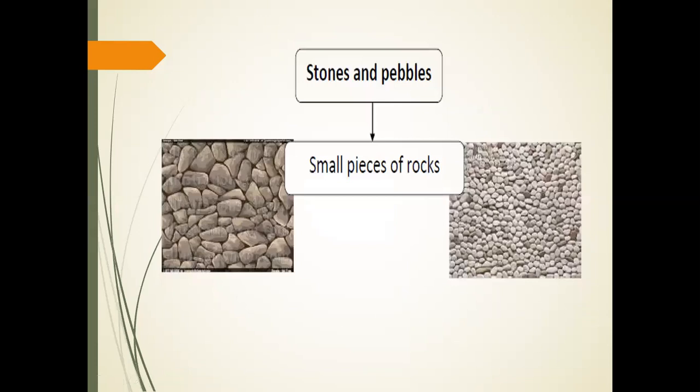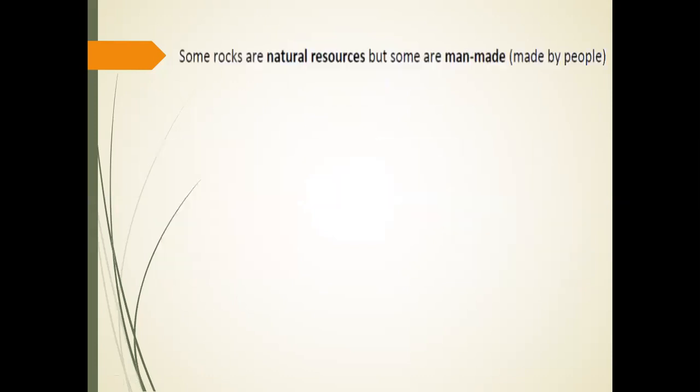Of course, all of us saw the stones and pebbles, even in the street, right? So the stones and pebbles are kinds of rocks. They are small pieces of rocks. If I ask you, are stones rocks? Yes. Are pebbles rocks? Yes. They are small pieces of rocks. Don't forget, stones and pebbles are small pieces of rocks.